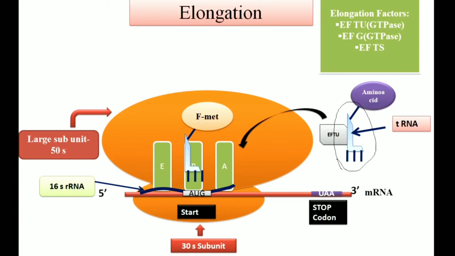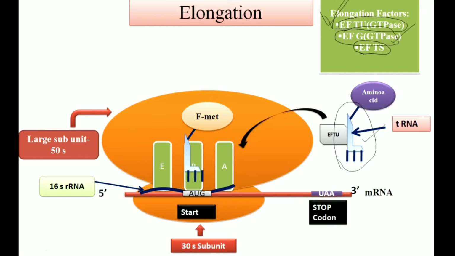So this tRNA needs to bind with some elongation factors, and nearly 3 elongation factors are there in translation in prokaryotes. The first one is EF-Tu, which is a GTPase protein, and the second one is EF-G, elongation factor G, which is also a GTPase protein, and the final one has a different activity which I will be telling you a bit later. And this final one is EF-Ts, or elongation factor Ts.